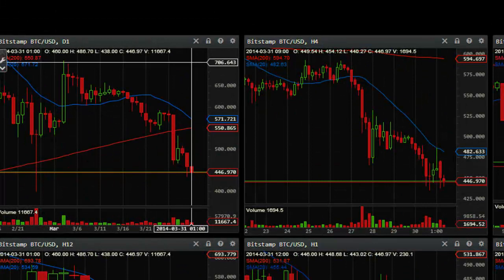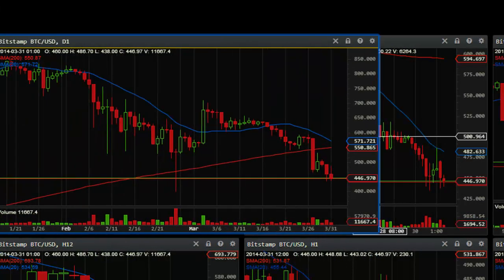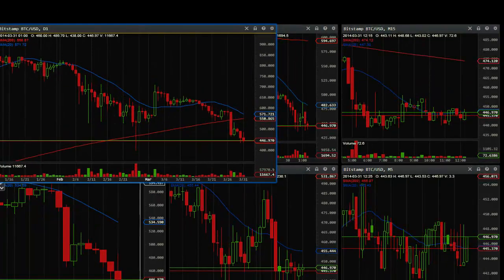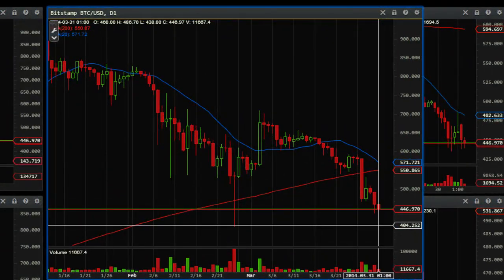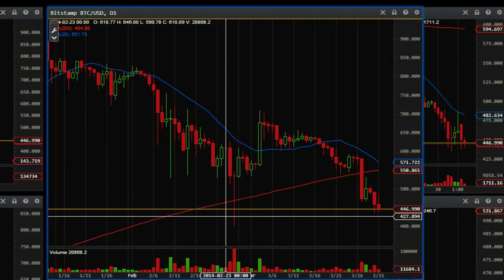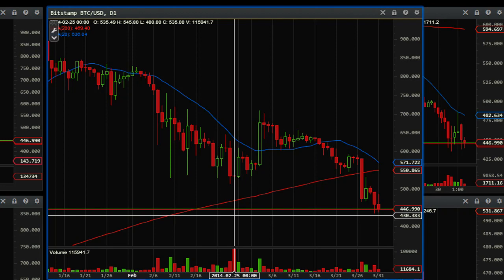Very important. And last but not least, this is the daily chart. This is what's happening so far. Price is still very low, very weak. We have a lower high. It might end up being overextended, and we might reach 400 anytime soon.